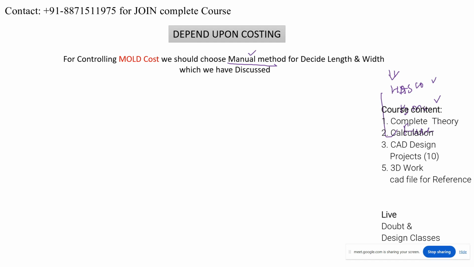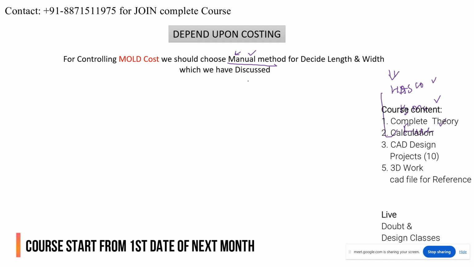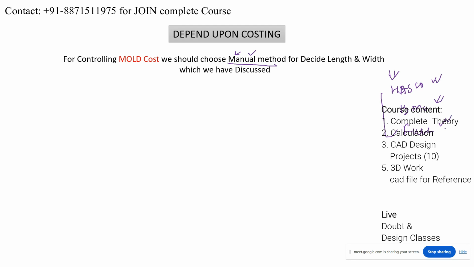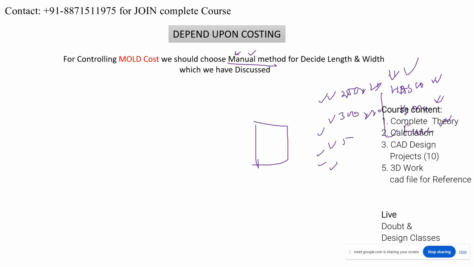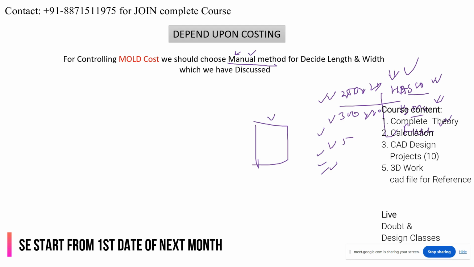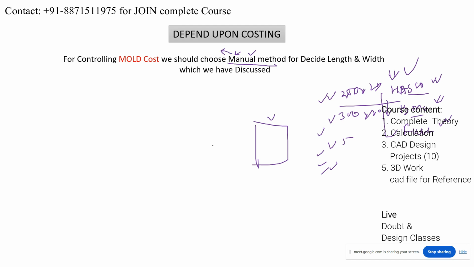But if we are using this standard length or width, our mold cost will be high. What is the reason for that? As I told you, in the manual method, we prepare the mold length and width depending upon the component size, right or wrong? But in the HASCO, DME or Furacia standard, we just select the mold size, and this is a standard size, for example 250 by 250, or 300 by 300. So we have to choose one of the sizes depending upon the component, and if we choose the standards, there will be unwanted elements that come with the standard, which are not required. So that's why the manual method is important for controlling the costing.